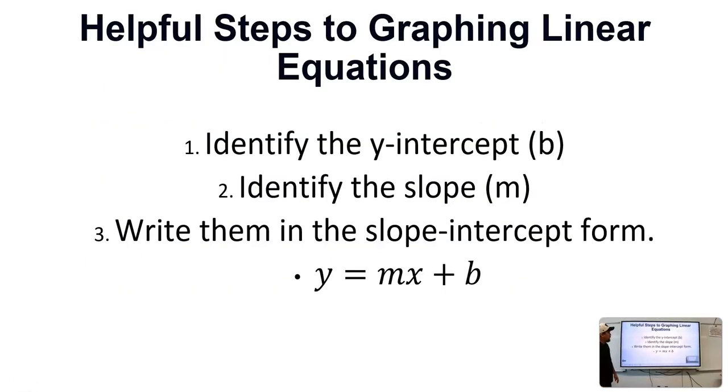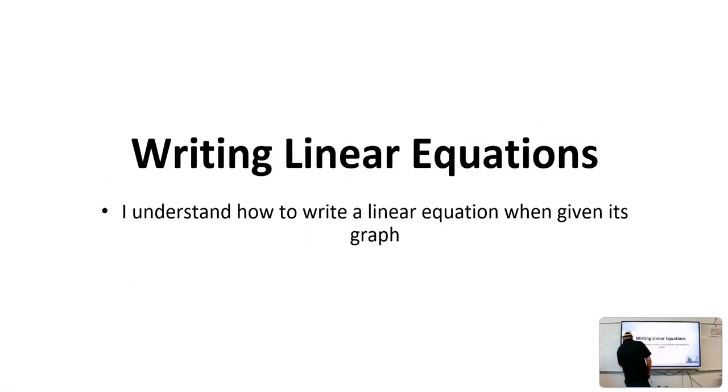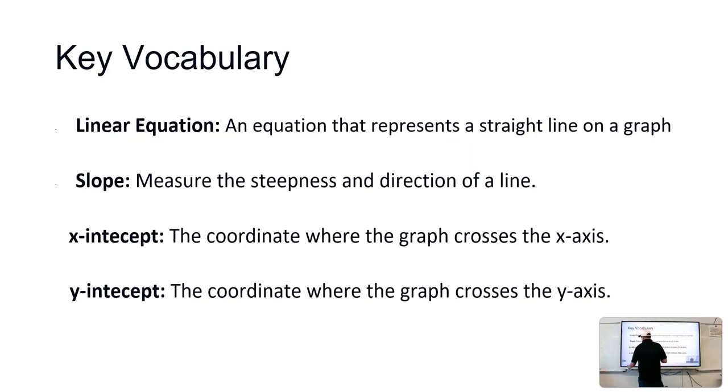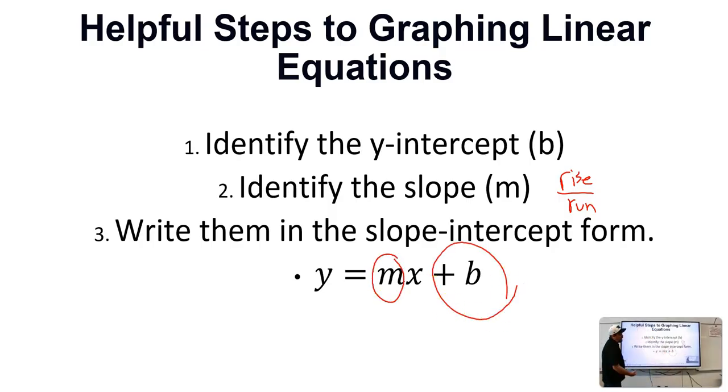Okay, so here are our goals, your steps. First, you want to identify the y-intercept, which is your b. Then you want to identify the slope, which is your m. And once again, with the slope, remember this is rise over run. Then we're going to write them in slope-intercept form. Whenever we find the y-intercept, we'll plug it in right here, and when we find the slope, we'll plug it in right here. And we'll always use the y and the x.